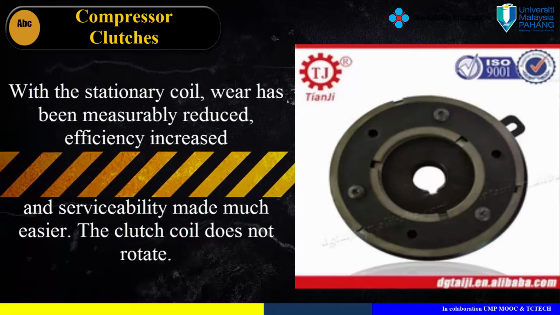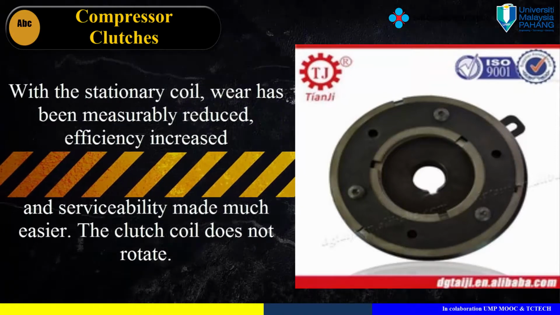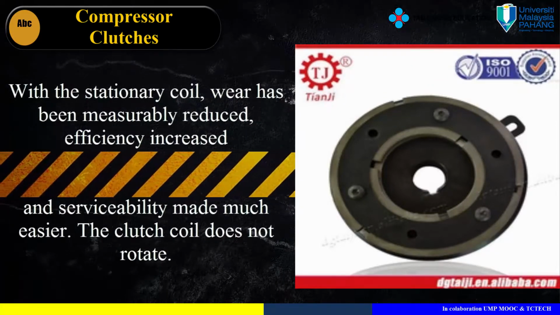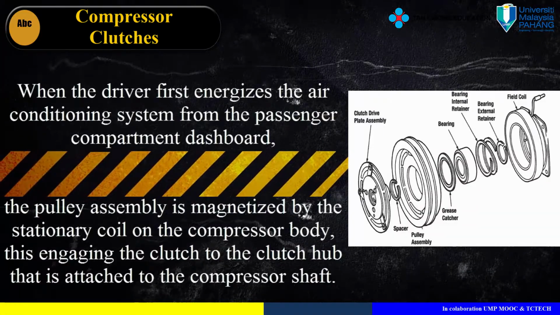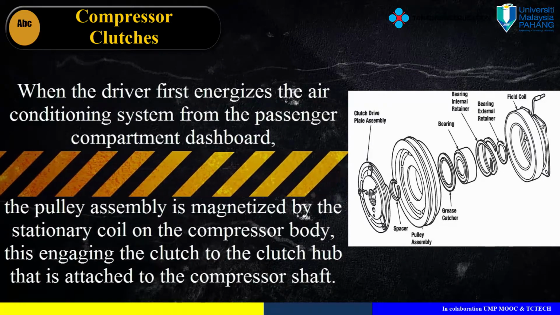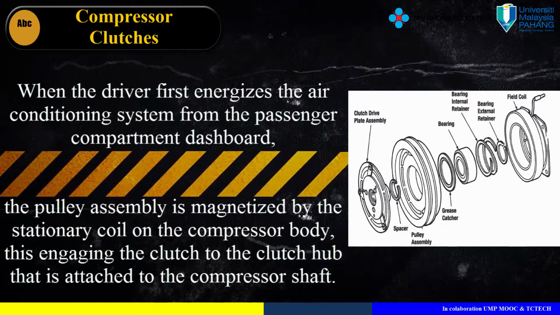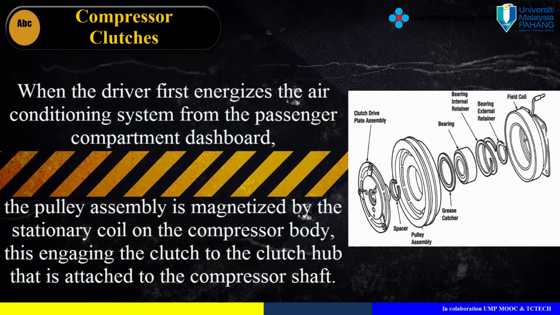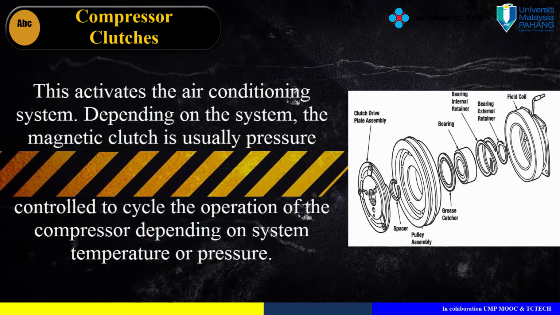With the stationary coil, wear has been measurably reduced, efficiency increased, and serviceability made much easier. The clutch coil does not rotate. When the driver first energizes the air conditioning system from the passenger compartment dashboard, the pulley assembly is magnetized by the stationary coil on the compressor body, thus engaging the clutch to the clutch hub that is attached to the compressor shaft. This activates the air conditioning system.